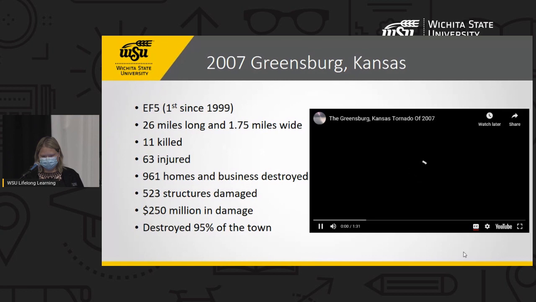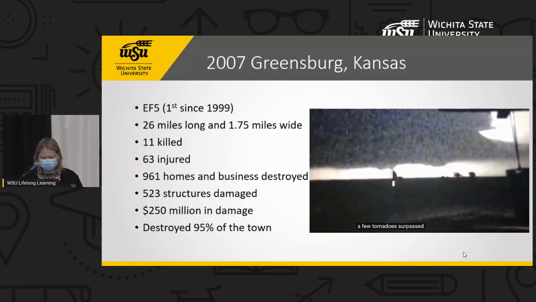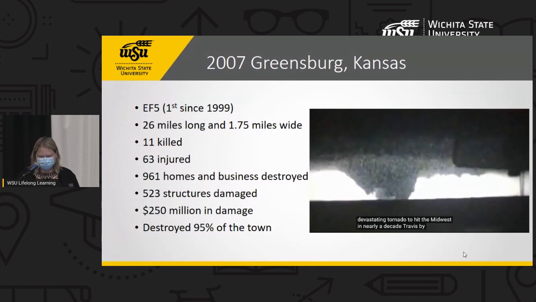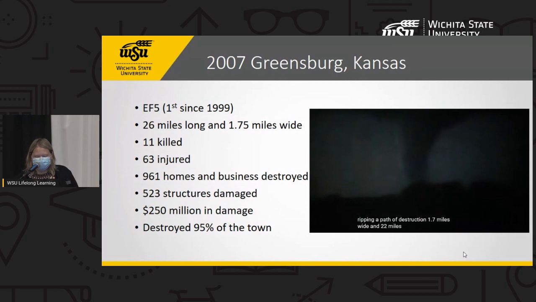Few tornadoes surpass May 2007's EF5 onslaught on Greensburg, Kansas. The most devastating tornado to hit the Midwest. Sorry, that's as loud as it goes. It travels by night, ripping a path of destruction 1.7 Thank goodness miles for captions. Wide and 22 miles long. Winds blow steadily at 200 miles an hour, with peaks up to 300 miles an hour.